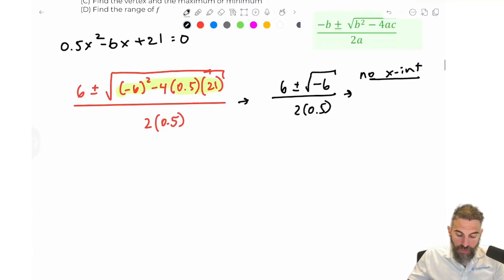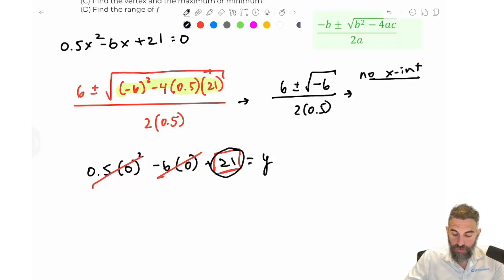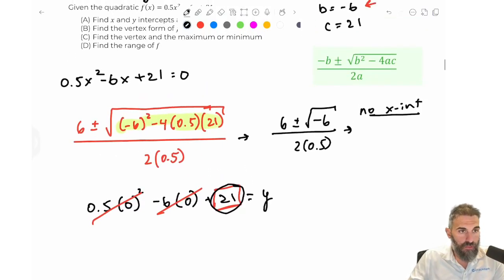For the y-intercept, you take the function again, and you set the x equal to 0. So I'm just replacing all my x's here with 0, and that'll give you just that c value, right? This goes away, and that is your f of x. So that's your y-intercept. So there's no x-intercept, but the y-intercept happens at y equals 21. Okay, so that's A.